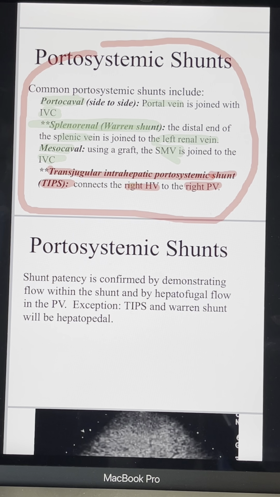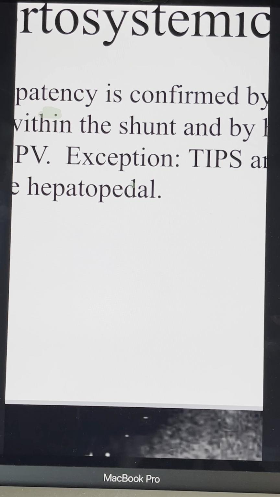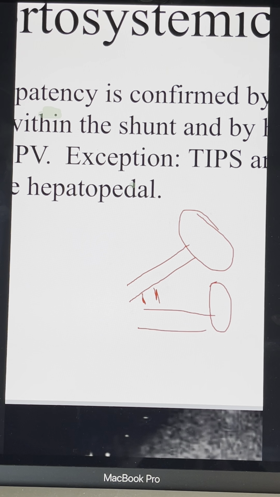Splenorenal. If I have to zoom in and draw that, the spleen is over here, the kidney is over here, and we are seeing the distal end of the splenic vein connected to the renal vein. So now think about the blood flow. The blood flow in the splenic vein is towards the liver.